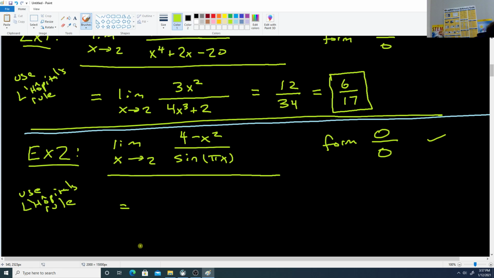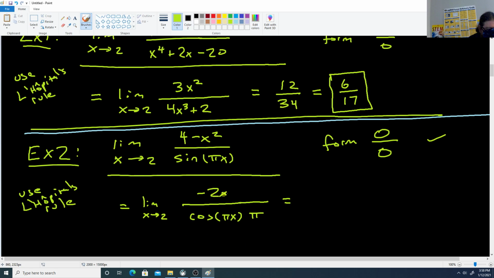So let's see what we get here. Take the derivative of the top. Derivative of 4 is nothing. The derivative of negative x squared would be negative 2x. We're still looking at the limit as x approaches 2 for this one. When we take the derivative of sine, we're going to have to use the chain rule. So derivative of sine is cosine. Leave the inner part alone. And then we multiply by the derivative of the inner part. Pi x has derivative pi. So here is our new limit.